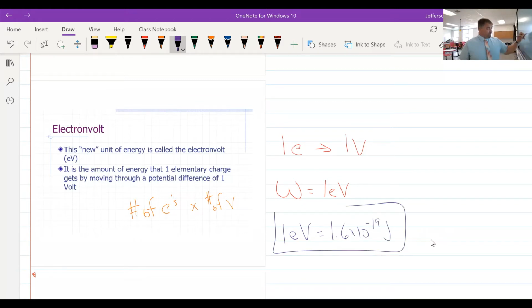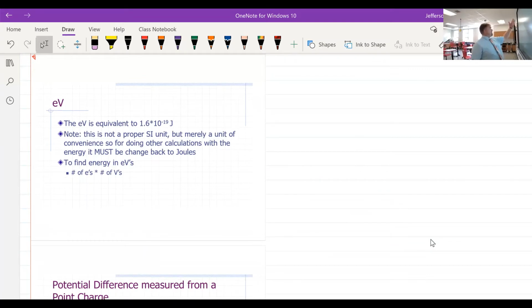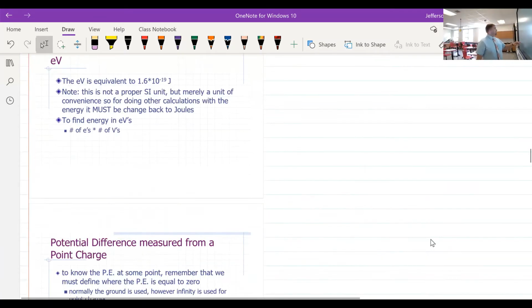Now, joules is still our SI unit of energy. We still have to use that for our calculations when we do other stuff with it. But again, eV is a nice short way to do it. It's equivalent to 1.6 times 10 to the negative 19th joules, and it's equal to the number of e's times the number of V's. I covered that for you.